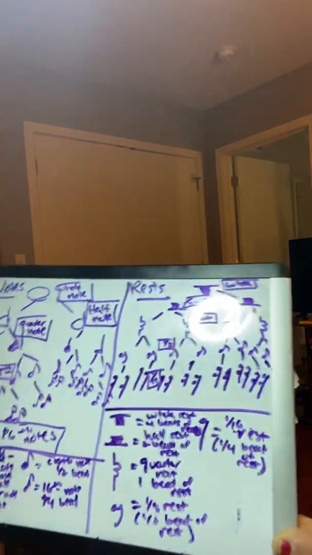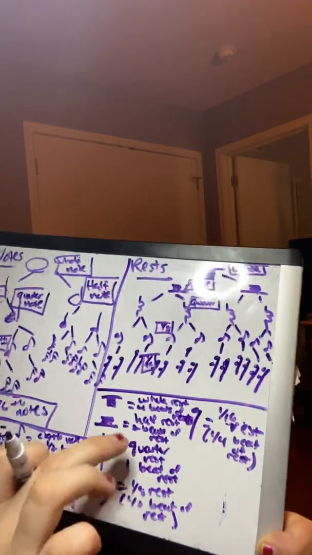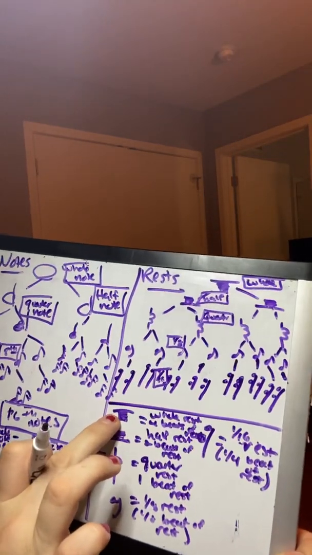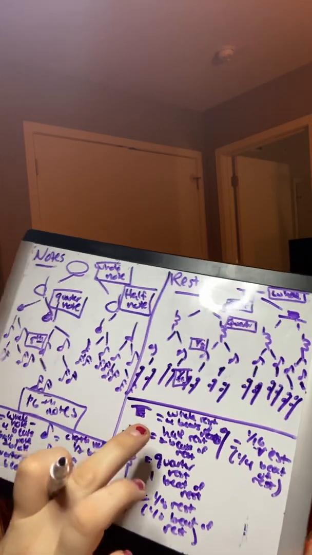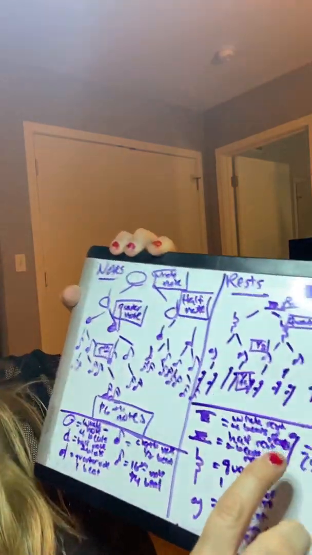You also have something called rests. So these are the different kinds of rests. You have a whole rest, which is 4 beats of rest. So the way I did that is I went rest, rest, rest, rest. Try it again. Rest, rest, rest, rest. Wow, that's easy, right? So 4 beats of rest is a whole.